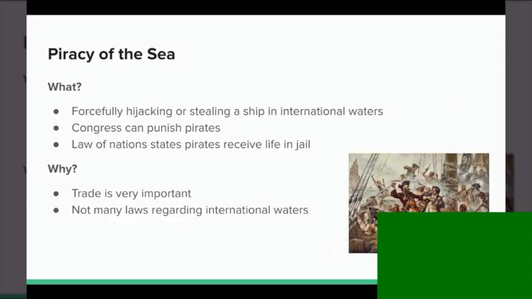Piracy of the sea, what is it? It's forcefully hijacking or stealing a ship in international waters. This basically says that Congress can punish pirates by the law of nations, which means that pirates receive life in jail. Why? Trade is very important, and there's not very many laws regarding international waters.